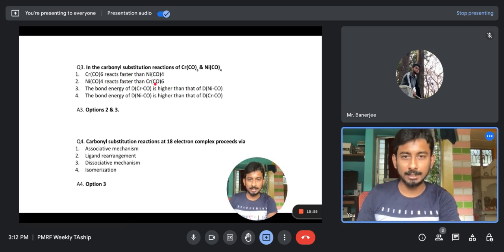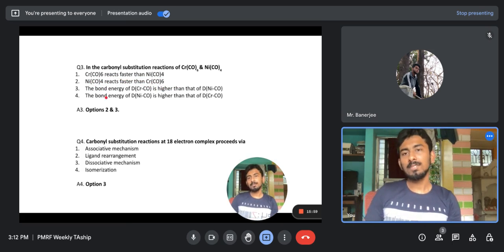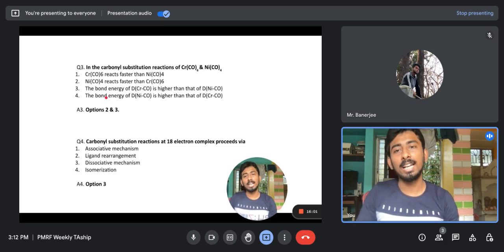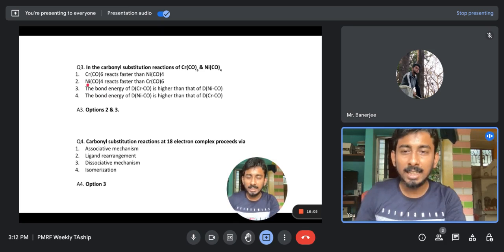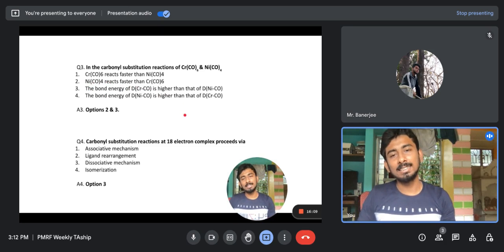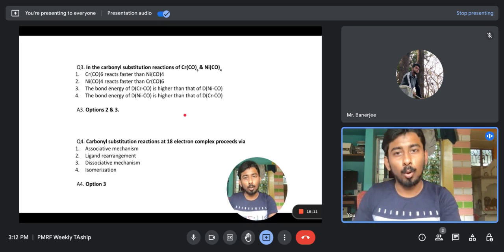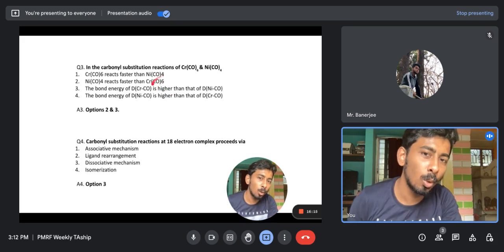So both these complexes, Cr(CO)6 and Ni(CO)4, are electronically saturated because both are 18 valence electron systems. But in case you see, chromium, under acidic conditions, can have its highest oxidation number and its highest valency extended to 6. So all 6 positions are actually bound in Cr(CO)6.